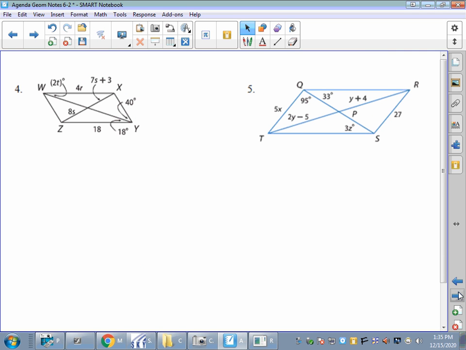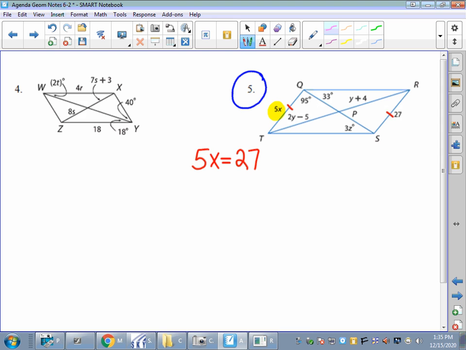4 and 5 look good, right? Let's talk about number 5. So it looks like I've got x's, y's, and z's. So let's start with x, just because. Here's a 5x. It's on side QT. What can we use to help us out with side QT? What do you know about opposite sides? They're congruent, right? So 5x has to be equal to 27, which means that x is equal to 5.4. Help me out, tell me if I'm wrong.